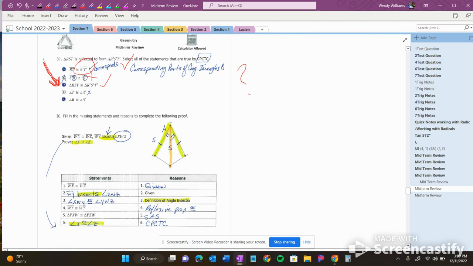This one I believe we did in class. We have a side that's congruent. We have a bisector of this angle, so that gives me these two angles up top. And by the reflexive property, we have side, angle, side. Because the two triangles are congruent, then we can say CPCTC.